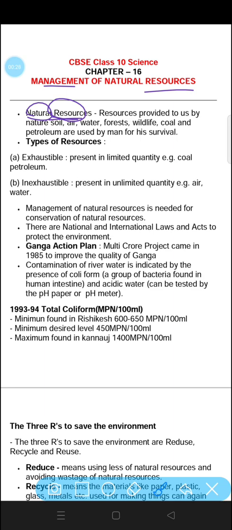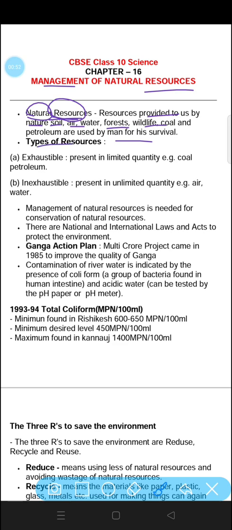The resources provided to us by nature are called natural resources, like soil, air, water, forest, wildlife, coal, and petroleum. They all are natural resources that we get from our nature. They are used by men for their different needs and for their survival.